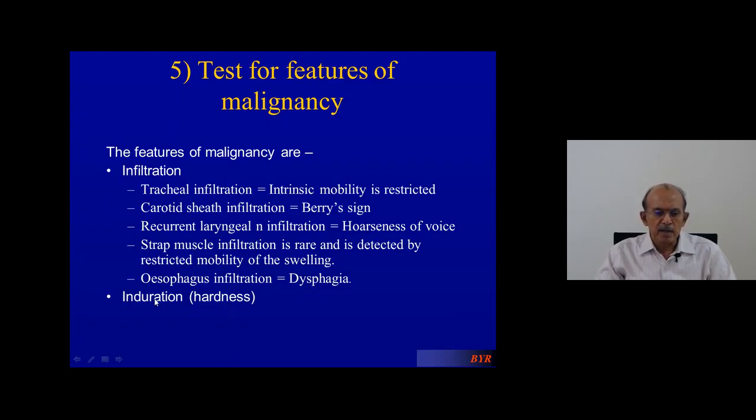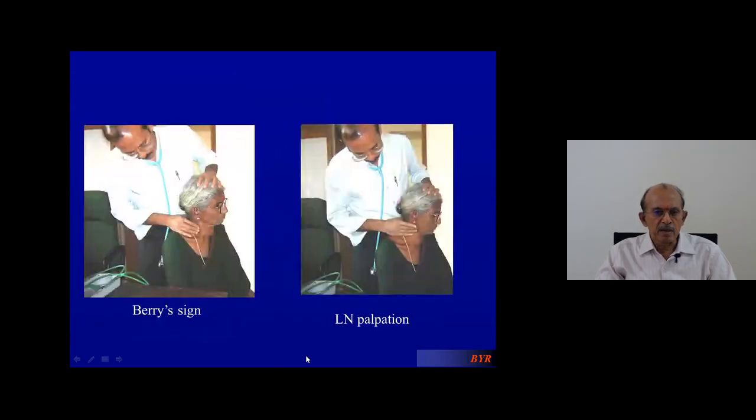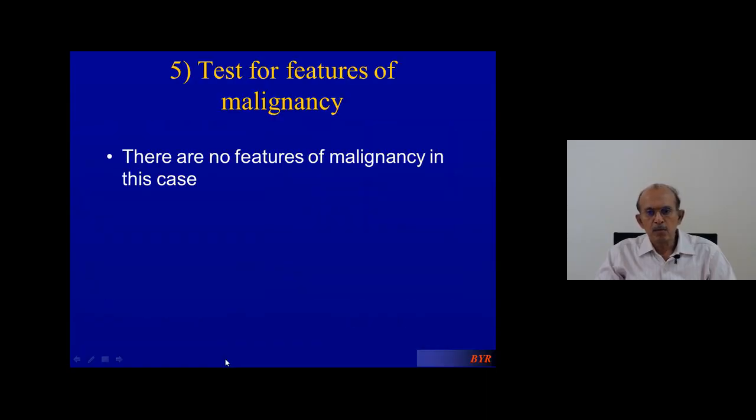Then second feature is induration or hardness of the swelling. Then involvement of lymph nodes or distant organs, especially the bones. So these are the features of malignancy. So this is how you check for the Berry sign. There are no features of malignancy in this case, of course.